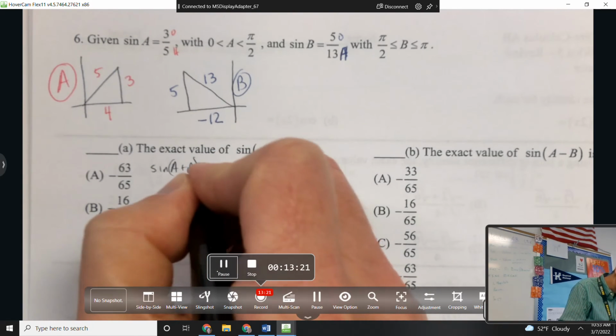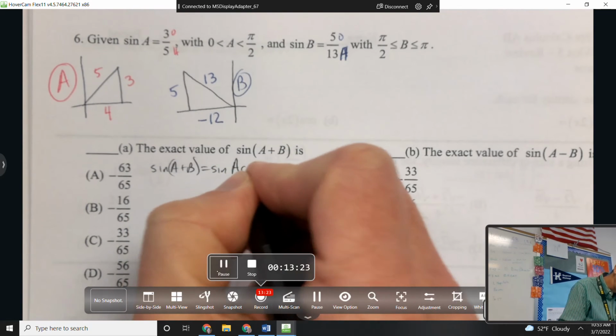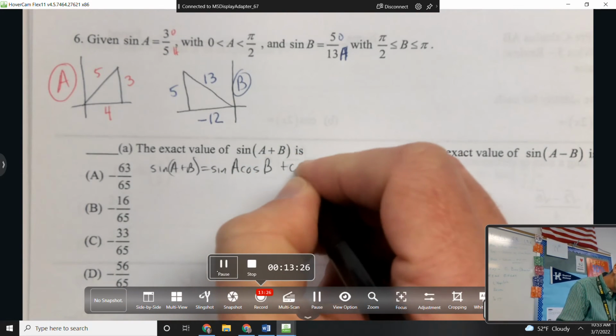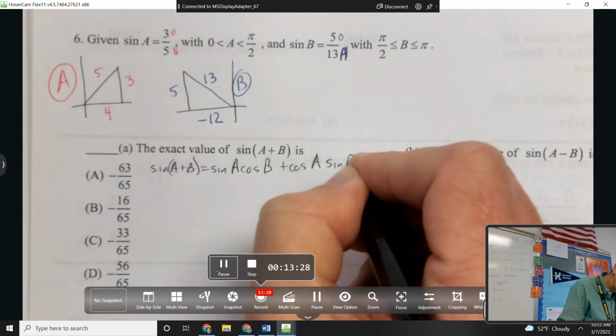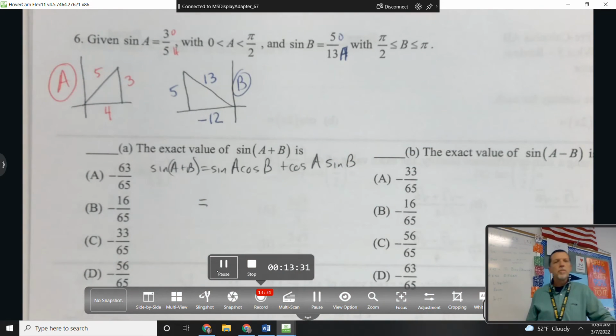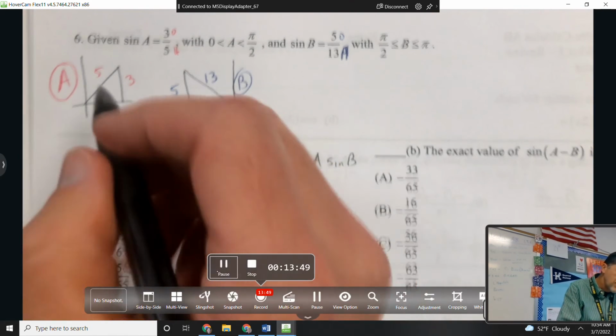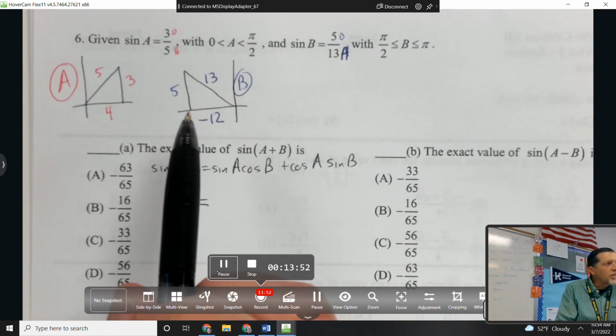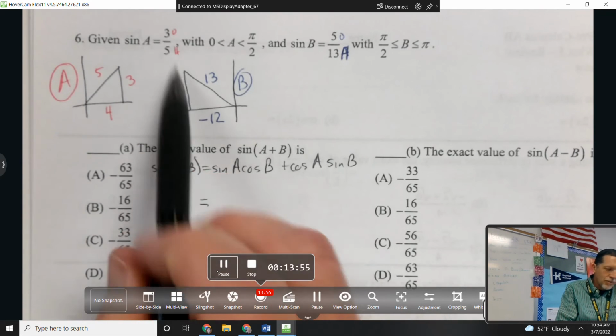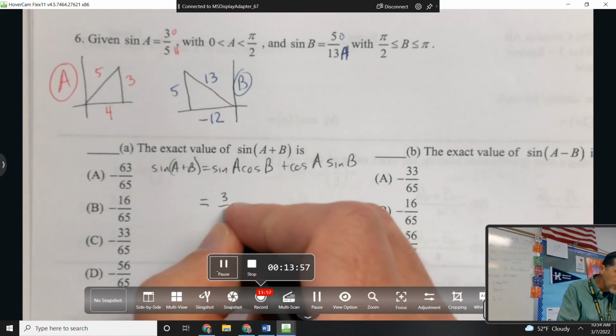Sine of A plus B is sine of A cosine B plus cosine A sine of B. And if you tell me that the sine of A is the sine of 3/5, I'm going to throw something at you. At least in my mind, anyway. What's the sine of A equal to? Now you're scared because you don't want me to throw something at you. 3/5. Not the sine of 3/5. The sine is equal to 3/5.